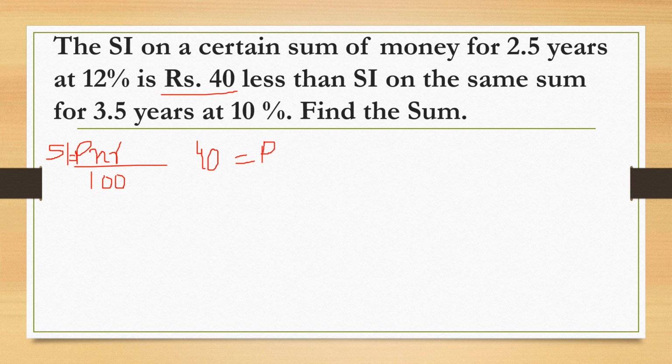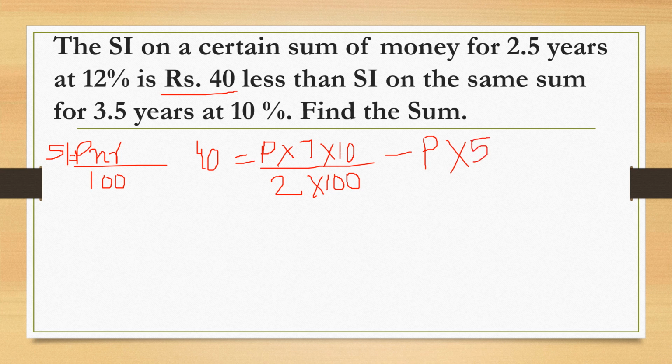In the first case, we can see that it is 3.5 years at 10%. 3.5 years can be written as 7 by 2 years. Also, R is 10 all divided by 100, minus P into, for 2.5 years it is at the rate of 12%. 2.5 can be written as 5 by 2 into 12%, all divided by 100.